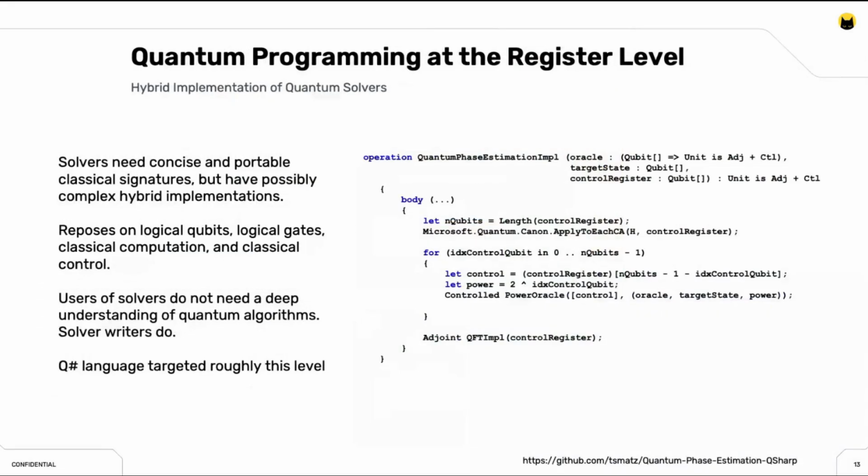So operating at the register level is a little bit different. Here we actually really do have to have some competence at knowing what we're doing in quantum, because we're implementing these quantum algorithms and mixtures of quantum algorithms with classical control. I think I made the comment here, the users don't need a deep understanding of the quantum algorithms, but the writers do.